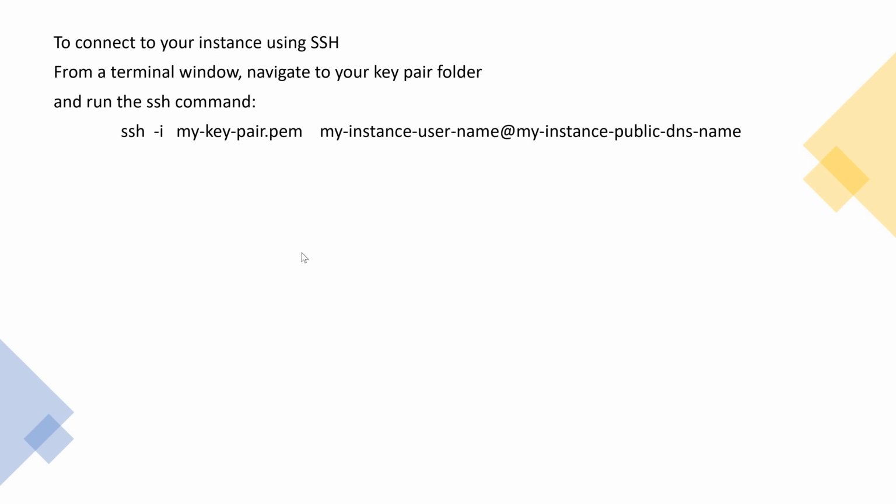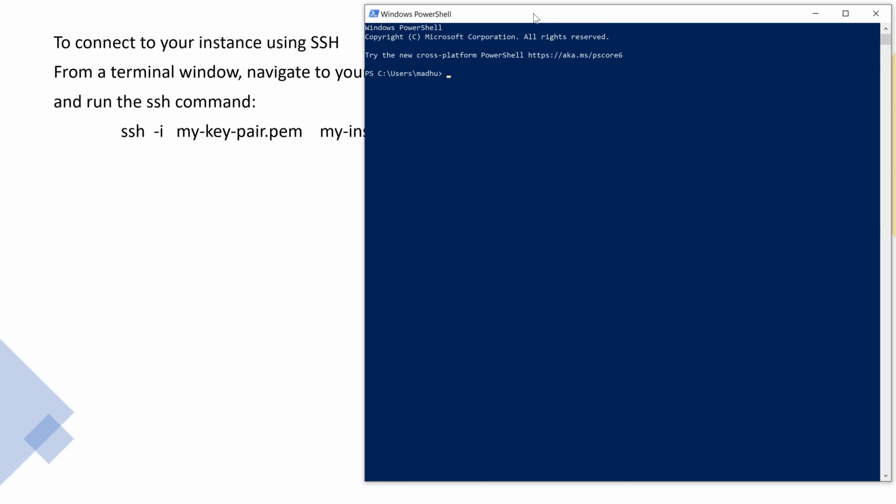In a terminal window, use the SSH command to connect to the instance. You specify the path and file name of the private key, like .pem, the username for your instance, and the public DNS name for your instance. I will use the Windows PowerShell to navigate to my private key folder.